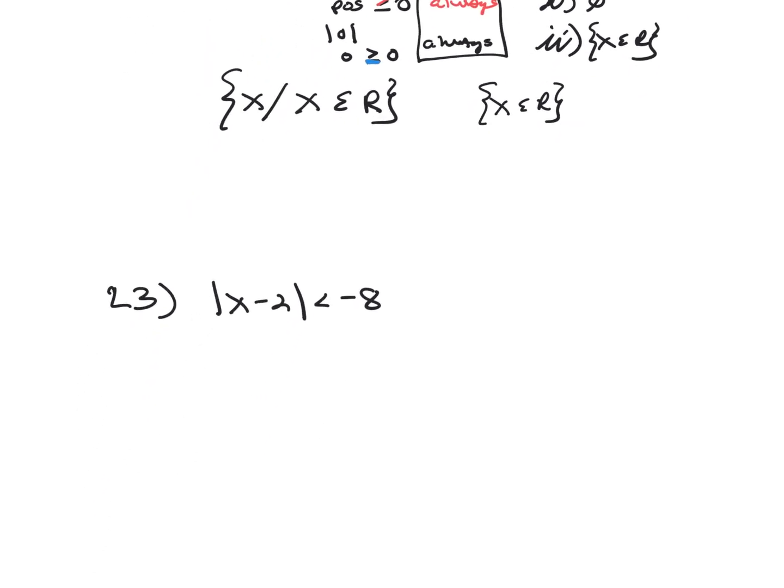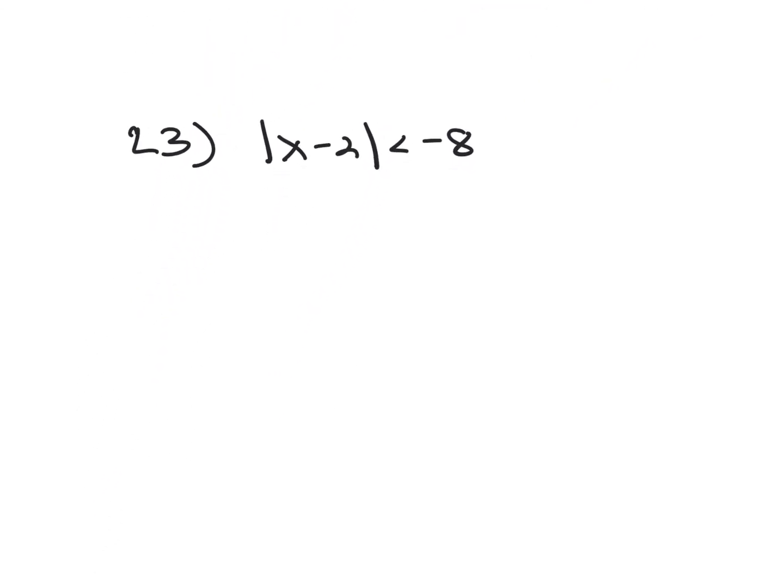What about 23? 23, isolate the absolute value. It's isolated. Step 2, look for a special case. A special case is when you have a negative distance or 0. So because we have a negative distance, we have a special case. So we're going to use sign analysis.